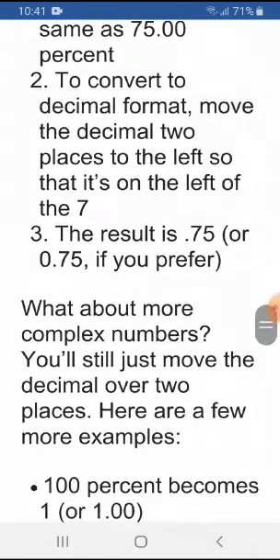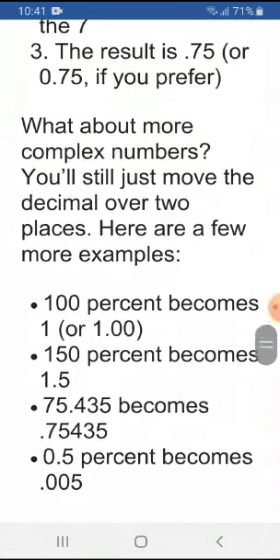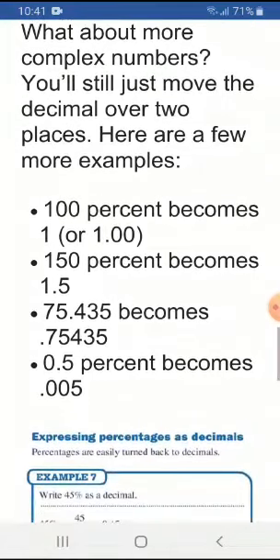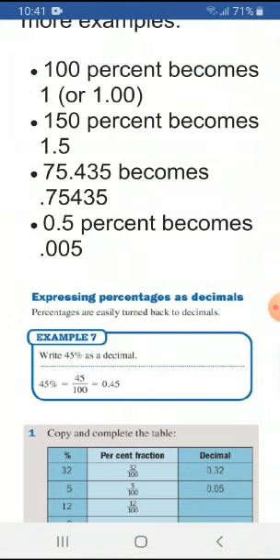What if you have more complex numbers? I wrote some examples for you in order to understand. 100% becomes 1 or 1.00. 150% becomes 1.5. Since the decimal point moves 2 digits to the left, it would be between 1 and 5. 75.435% becomes 0.75435. 0.5% becomes 0.005 as a decimal.